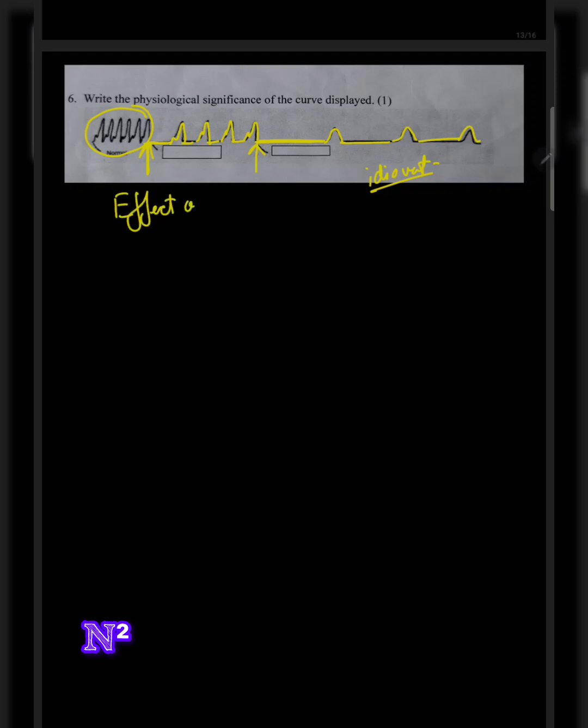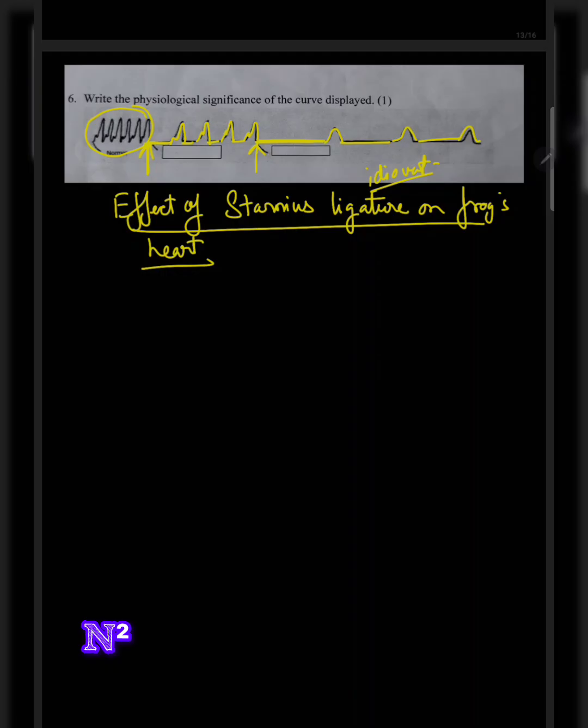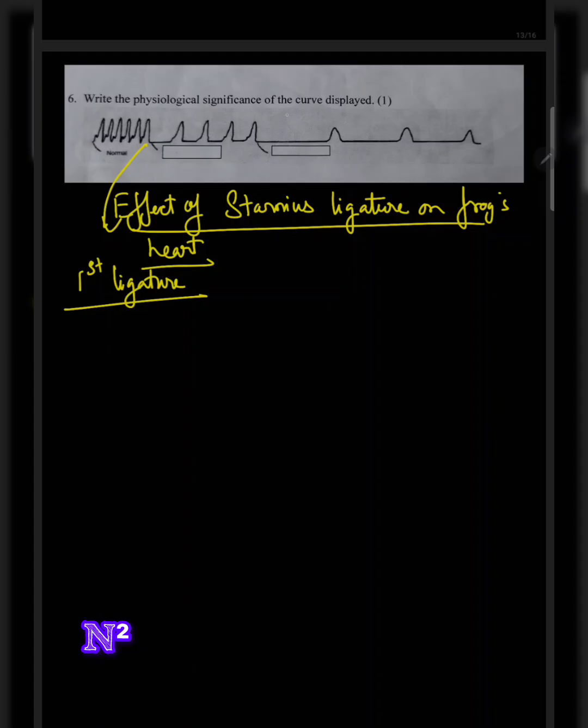So this curve, if the question is to identify the curve, is showing you the effect of spontaneous ligature on frog's heart. So this curve is showing you the effect of ligature along the conduction pathway of the heart. Supposedly this particular point is called the first ligature point, and this point is called the second ligature point.